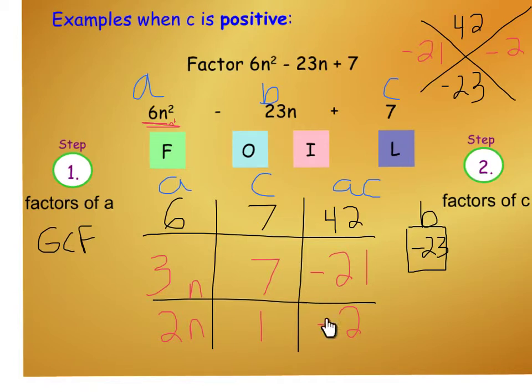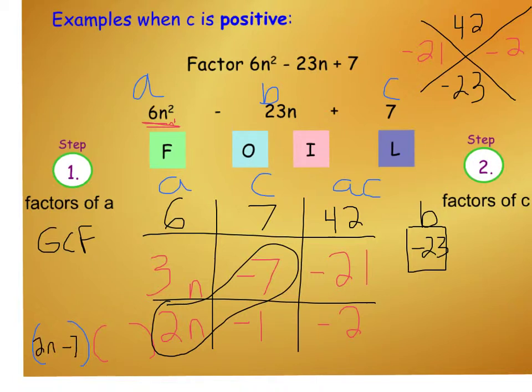Because these have to be negative, I'm going to put a negative here and a negative here. Now I'm going to show you how to make my parentheses. So we'll go like this. The two terms right here will make the first parentheses, so I end up with 2n minus 7. Next, I'm going to take these two and I get 3n minus 1.